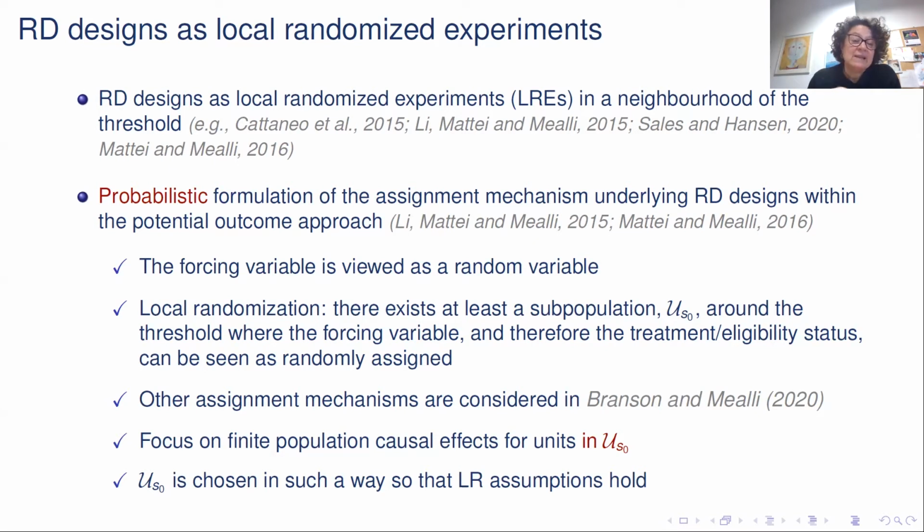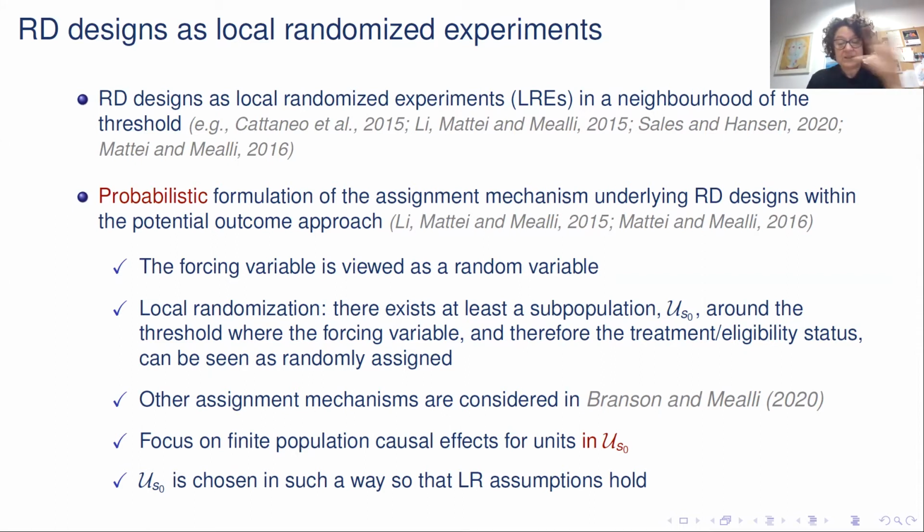And again, a feature of this approach is that first of all, we focus on causal effects for all the units in this subpopulation, and not just the subpopulation of units, which is a subpopulation of measure 0, essentially, of units with the value of the forcing variable exactly equal to S0. And this local randomization assumption also offers a way of selecting this subpopulation. Namely, we essentially aim at identifying units for whom the local randomization assumption is plausible.